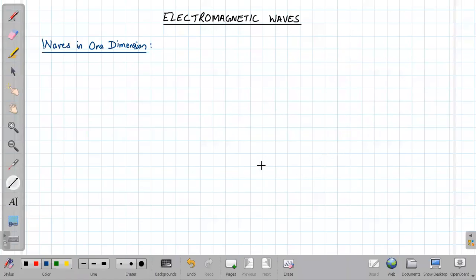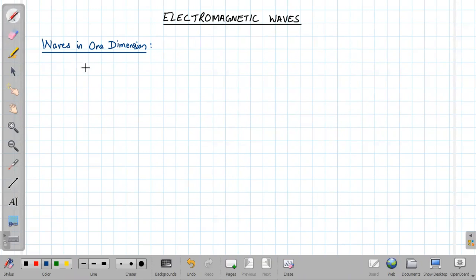Hi dear students. So today we are going to start a new chapter. Its name is electromagnetic waves. Before going to the details of electromagnetic waves, first of all we should have a general picture, a general outline about the waves. So for that we are considering waves in one dimension. There are certain approximations we are going to use.